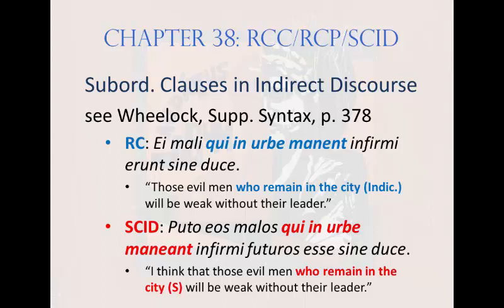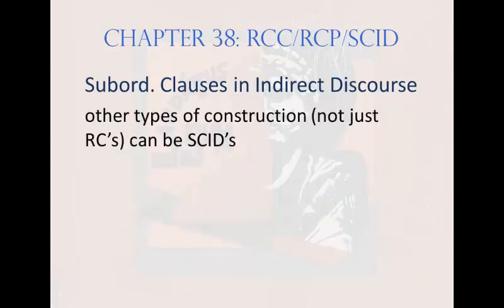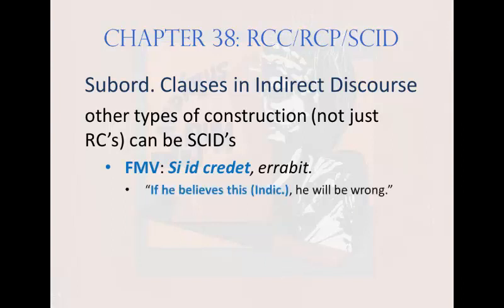Now remain is subjunctive, maneant, because the relative clause is inside another construction, indirect statement again. While skids are often relative clauses, that's not the only type of construction which can be hypercorrected into the subjunctive. Conditions can too. For instance, si id credet errabit, meaning, if he believes this, he will be wrong. This is a standard condition, a future more vivid, in which the future indicative is used in the protasis, credet.